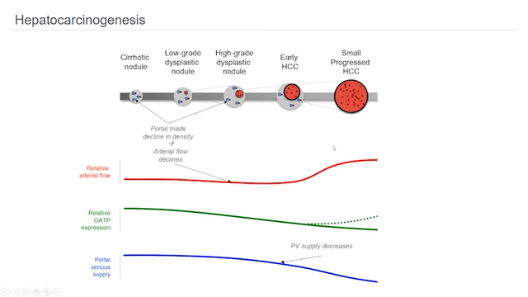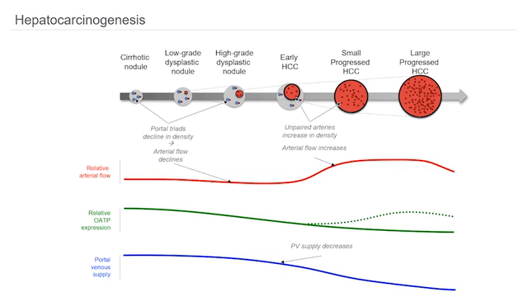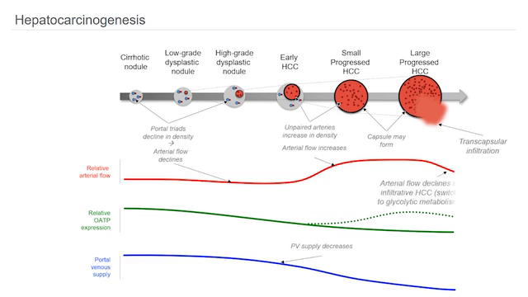The next step, as the clonal expansion continues, the lesion transforms into small progressed HCC, at which point the density of unpaired arteries increases, and as a result, we have increased arterial flow. As the process continues, the progressed HCC can develop into large progressed HCC, at which point we may form a capsule, and in the later stages, we can have transcapsular infiltration. Important thing to remember is that infiltrative HCCs can switch to glycolytic metabolism, and as a result, the arterial flow in those lesions will decline.